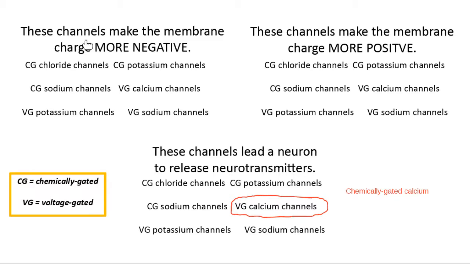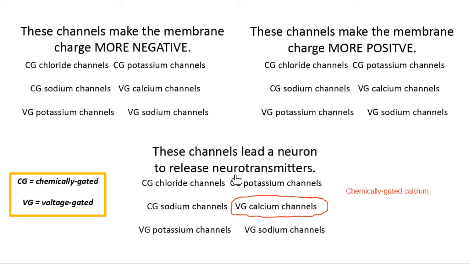Think about the function of calcium, which is to get us to spit out neurotransmitters. I only find chemically gated channels at the dendrites. We would never spit out neurotransmitters at the dendrites. The only place I spit out neurotransmitters is at the synaptic end bulb or at the axon terminal. So chemically gated calcium channels, not a thing. Voltage-gated calcium channels, a thing. They help us spit out neurotransmitters. They don't mess with membrane charge. I only find them at the axon terminal.